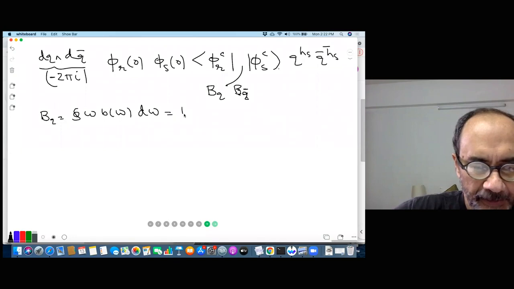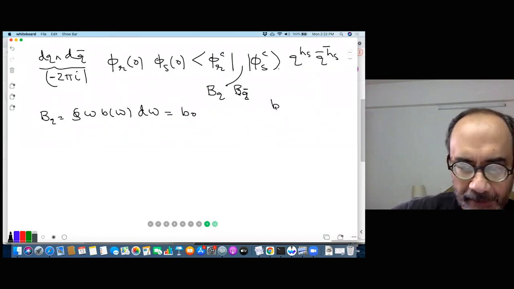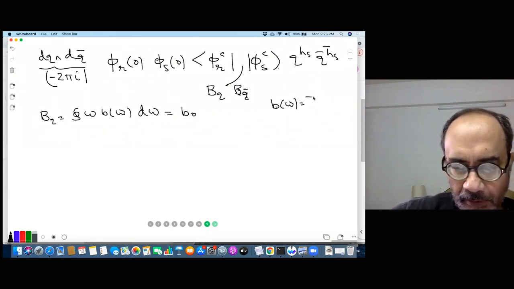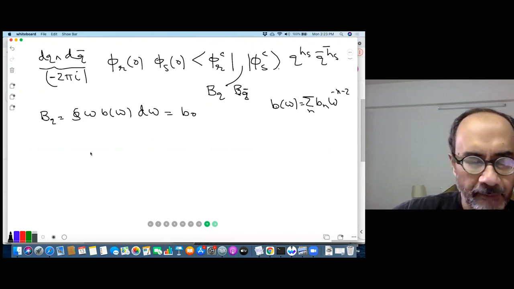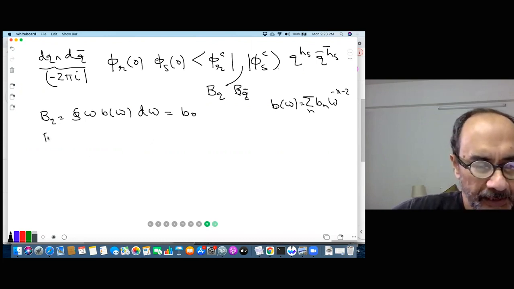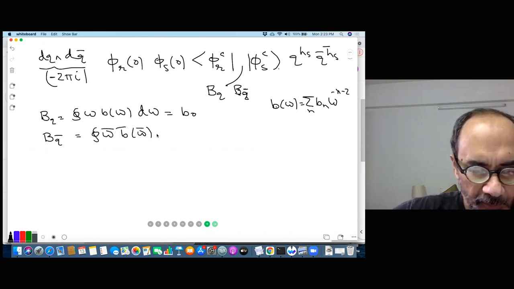This is nothing but b0, because if you remember the expansion of b(w) was the sum over n of b_n w to the minus n minus 2. If you substitute this here, you will see that you pick up basically the b0 pole when you integrate around mod w equal to mod q to the half. And similarly, bQ bar is the integral of w bar b bar(w bar) dw bar, which is b0 bar.